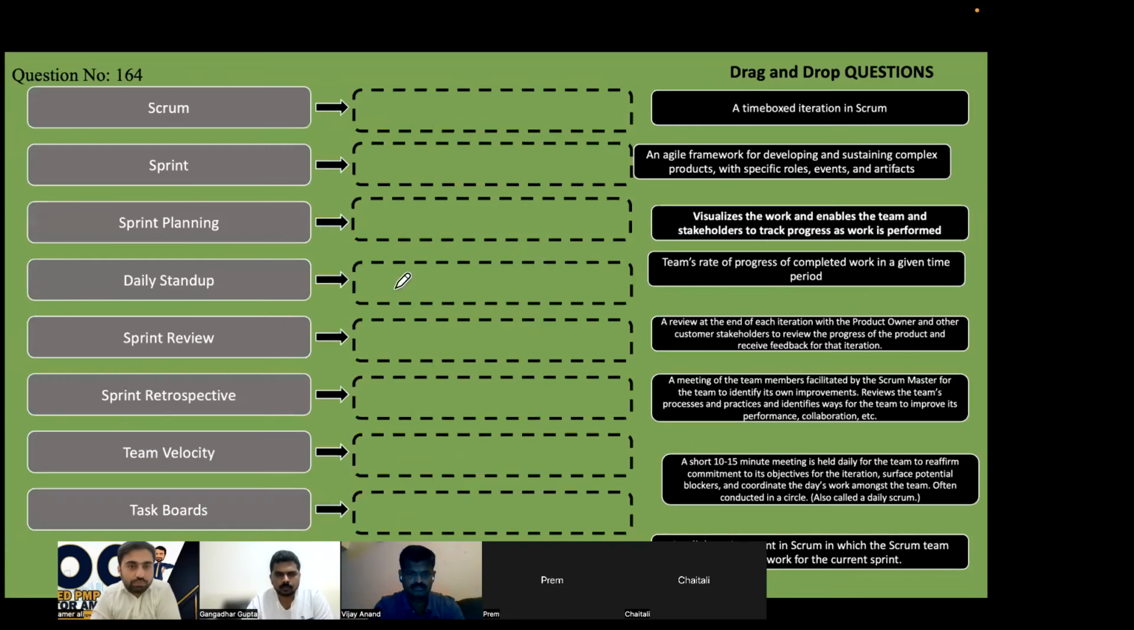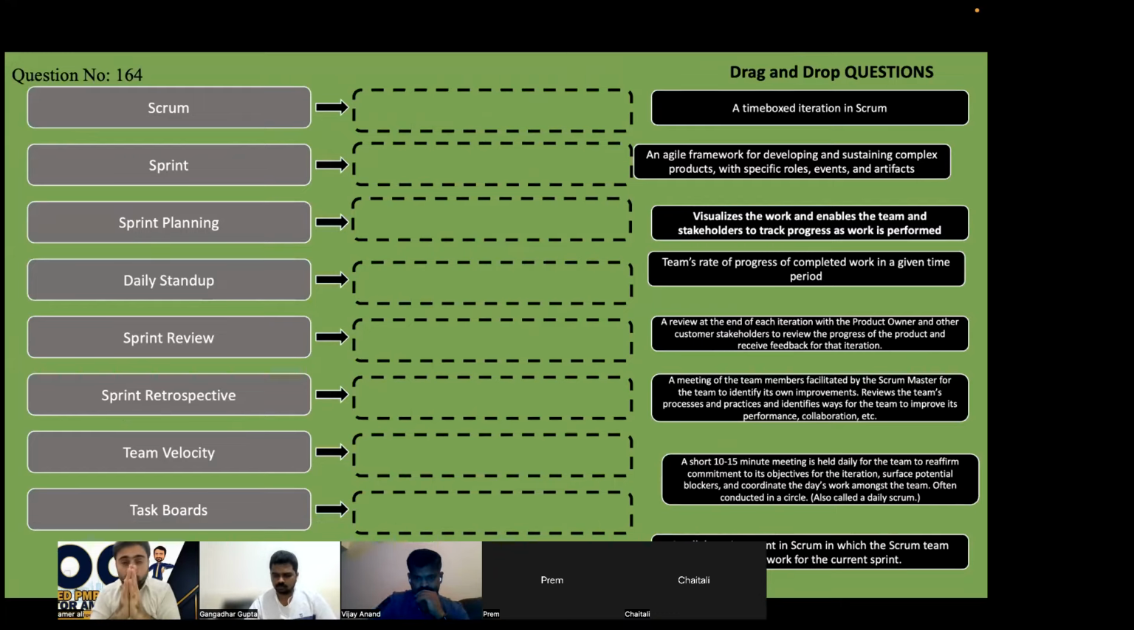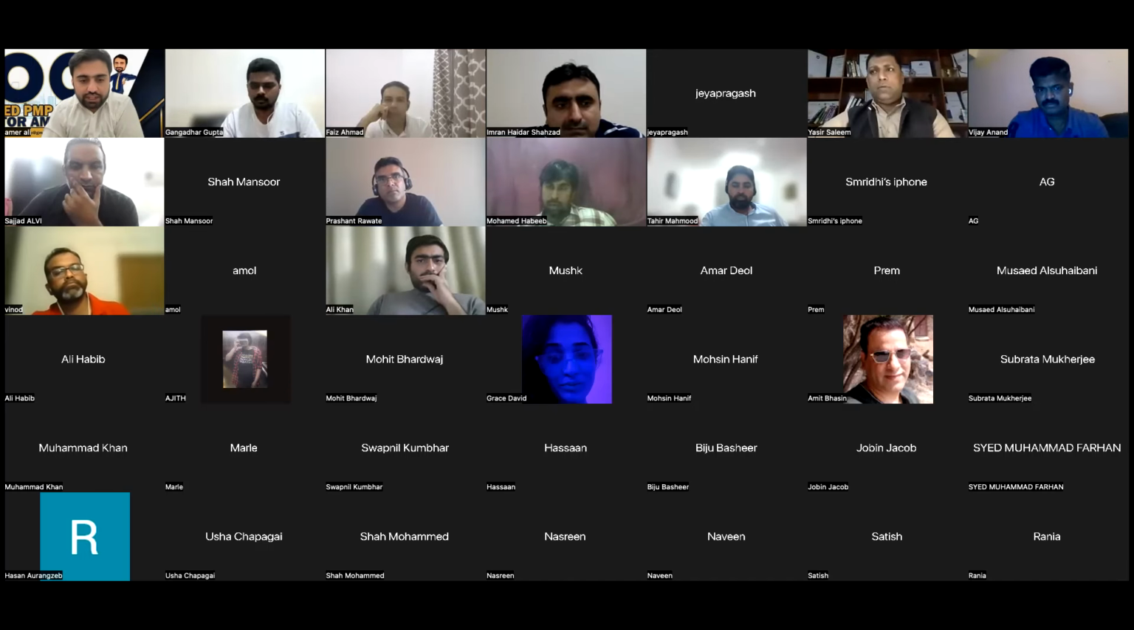Drag and drop. Now, this is a very interesting question. I used it in the last coaching call. This one drag and drop, you can take even a picture of this. This one drag and drop will solve the entire Scrum for you. I'm going to solve it, but what I want is a volunteer from anyone here who can help me to solve this question.